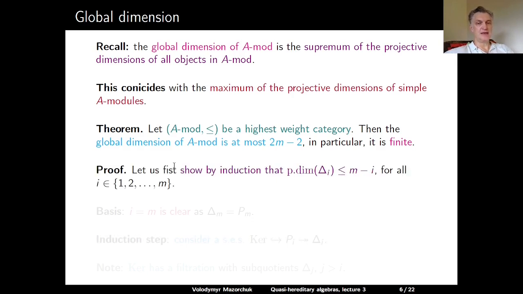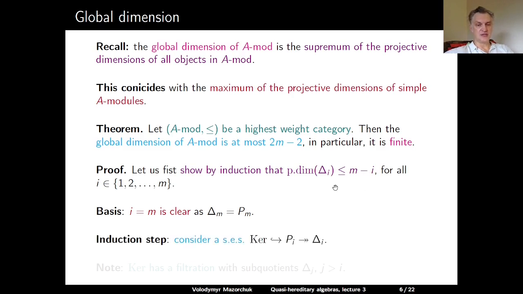The proof consists of two parts. In the first part, let us show by induction that the projective dimension of the module delta i is at most m minus i, for all i from 1 to m. So this is an induction which goes down. We start with i equal to m. In this case, delta m is projective, and then its projective dimension is 0. So m minus m is 0, so this inequality is satisfied.